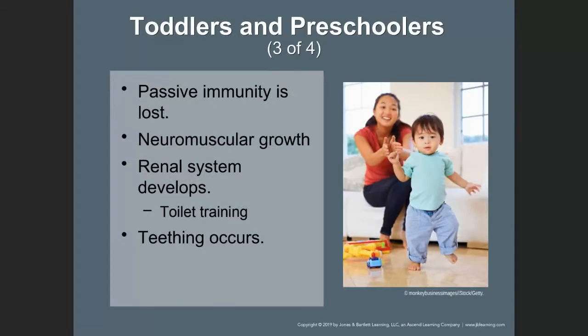During this stage, there's a loss of passive immunity. And as I stated previously, this would be the immunity that they receive from their mothers breastfeeding. At this stage, they're going to rely more on acquired or adaptive immunity. There is neuromuscular development or growth. The renal system starts to develop. They can learn toilet training at this point, and the teething process occurs.